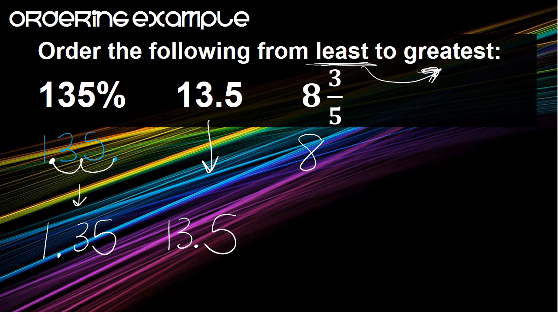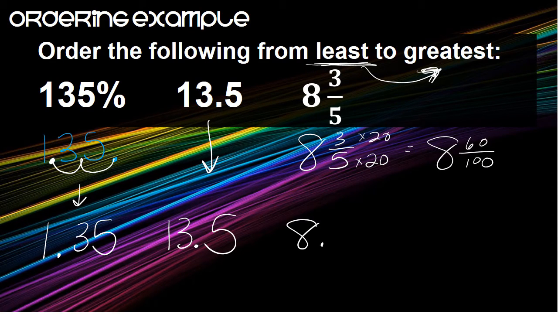So what I can do is go 8 3/5. If I want to write that as a decimal, I can multiply the top and bottom by 20 to get 8 60/100. And I can go ahead and write that as a decimal. I can write that as 8, and 60/100, or I can write that as 8 6/10 if I wanted to. But for the sake of comparing, it's easier if we have the hundredths place listed out here.